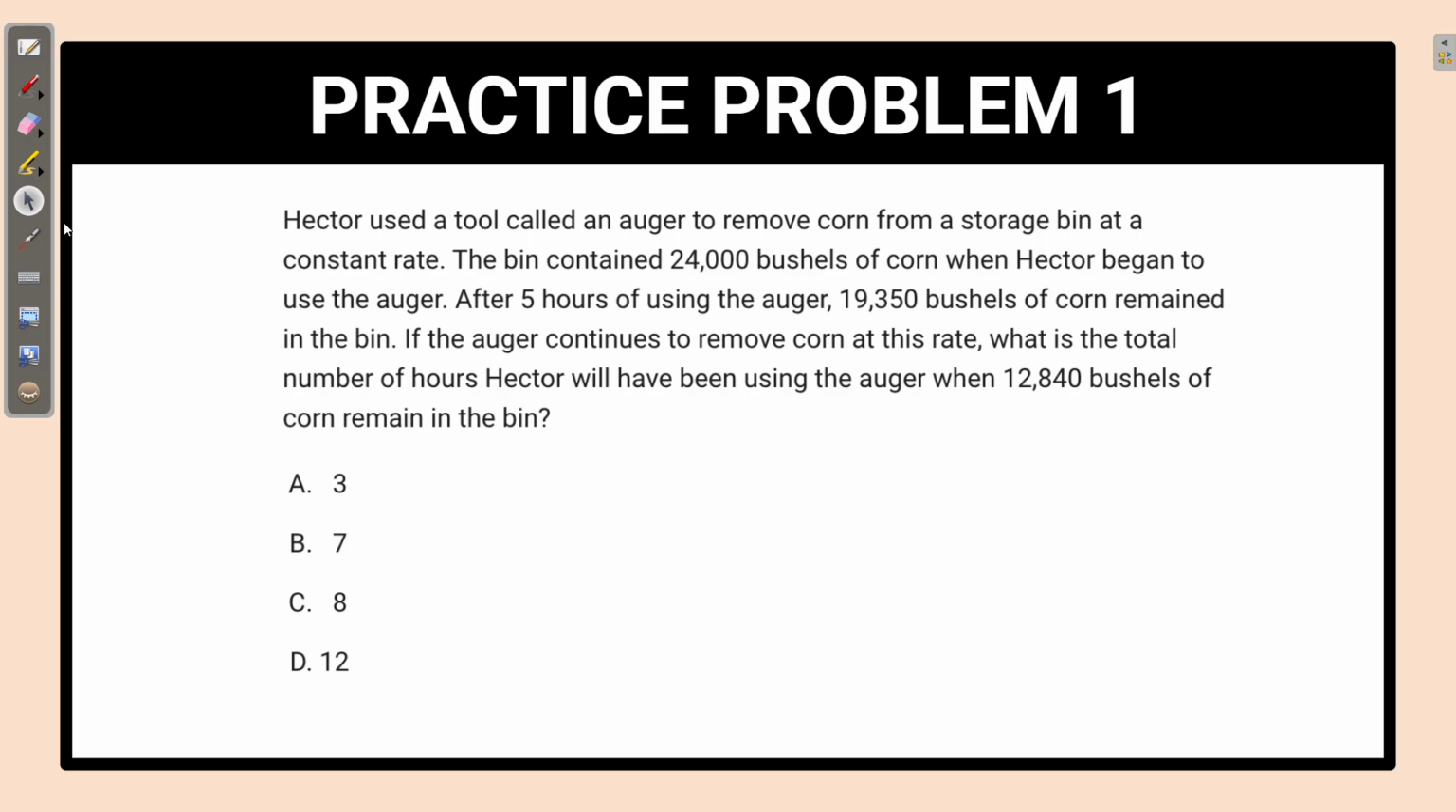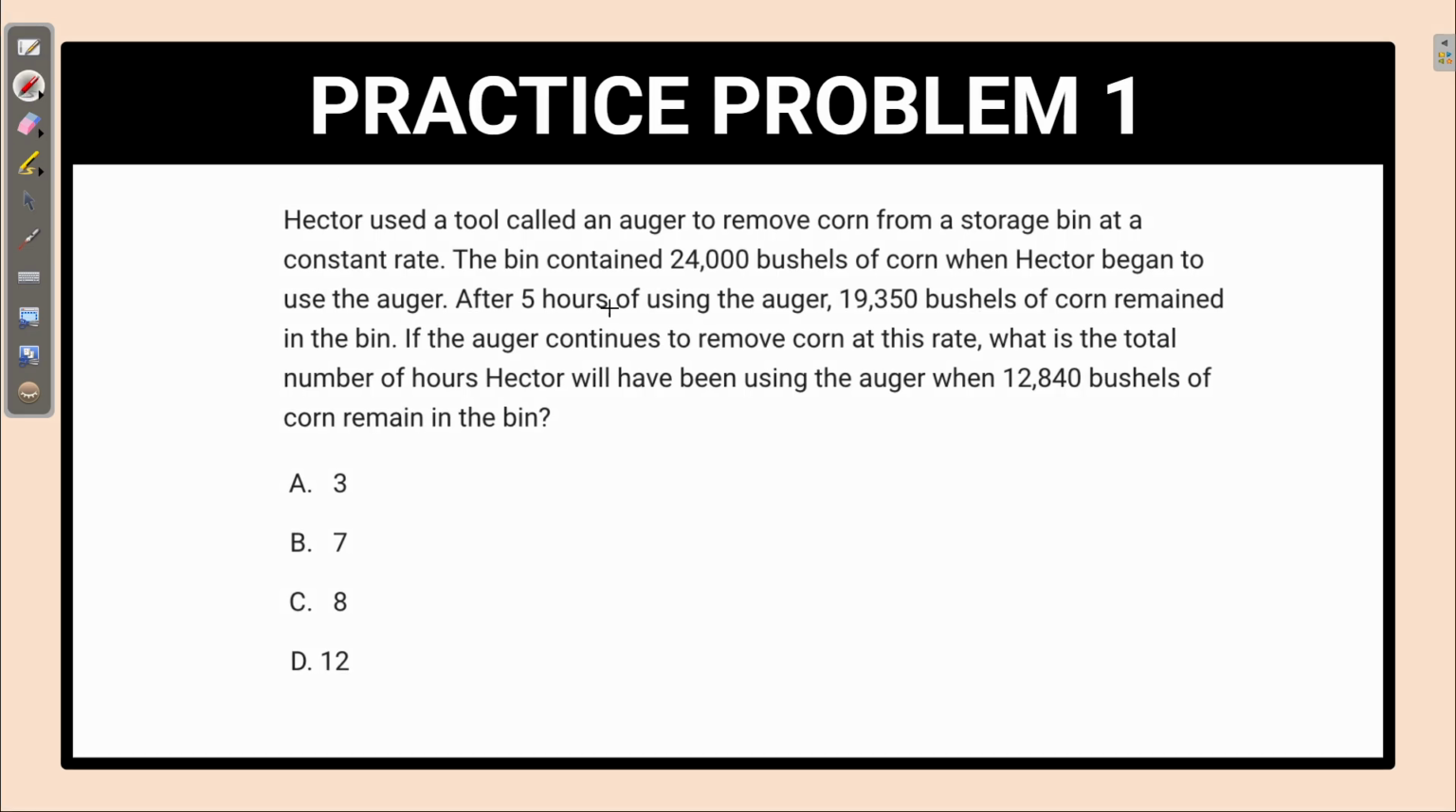Hector uses a tool called an auger bin to remove corn from a storage bin at a constant rate. The bin contained 2,400 bushels of corn when Hector began to use the auger. After 5 hours of using the auger, 19,350 bushels of corn remained in the bin. If the auger continues to remove corn at this rate, what is the total number of hours Hector will have been using the auger when 12,840 bushels of corn remain in the bin?